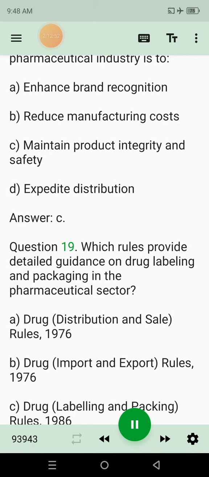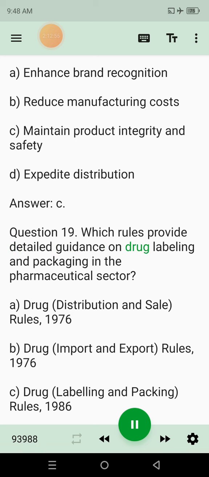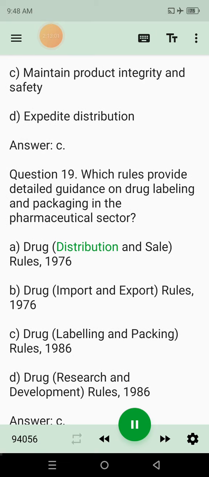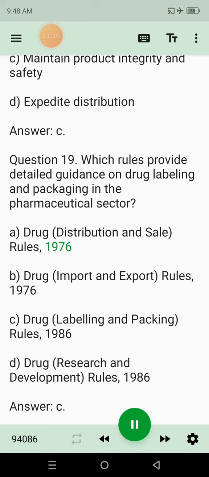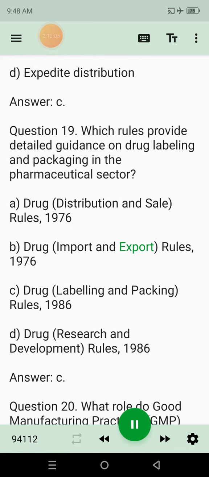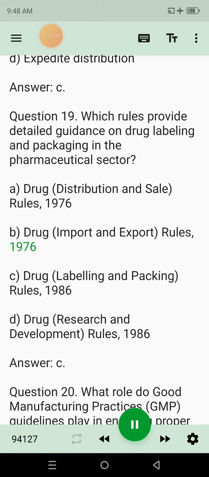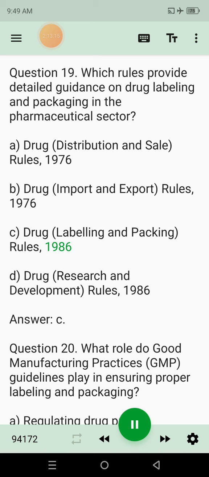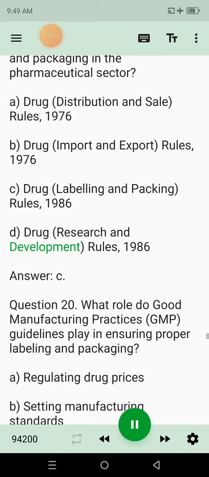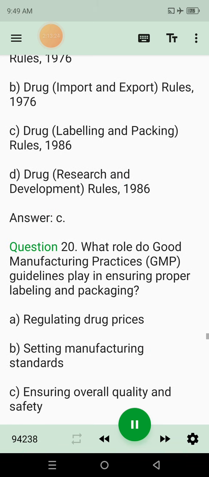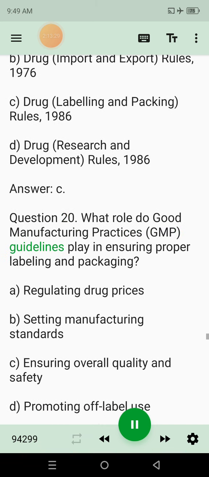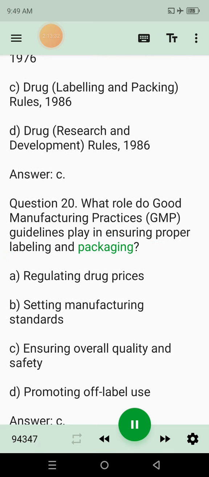Question 19. Which rules provide detailed guidance on drug labeling and packaging in the pharmaceutical sector? A. Drug Distribution and Sale Rules, 1976. B. Drug Import and Export Rules, 1976. C. Drug Labeling and Packing Rules, 1986. D. Drug Research and Development Rules, 1986. Answer. C.